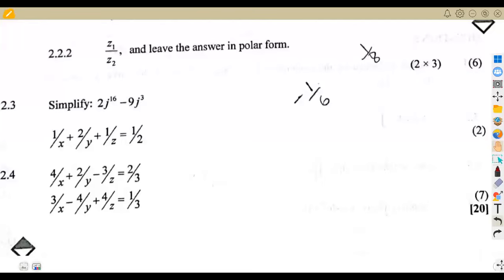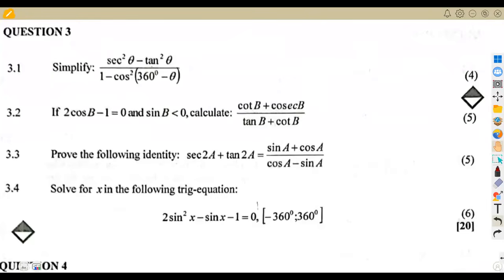All right, let's see the other part of the question, which is now question 3. This was trigonometry. All right, simplify this. We are asked to simplify. There are 4 marks for that.